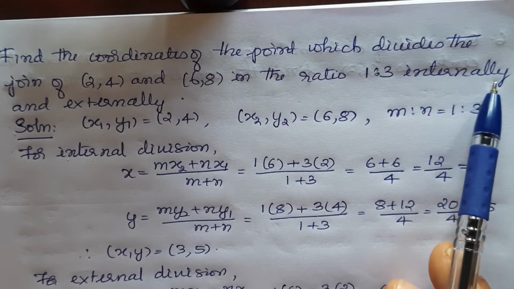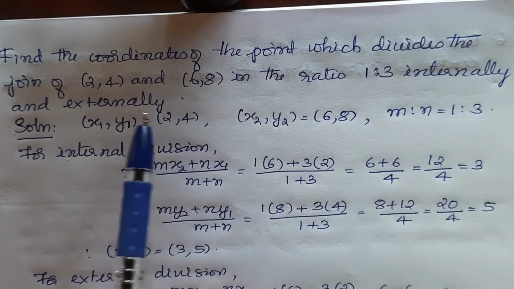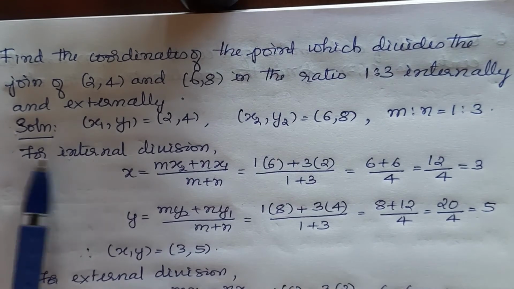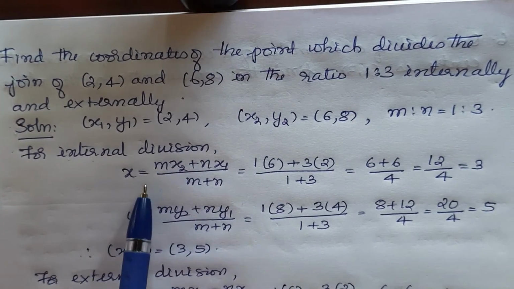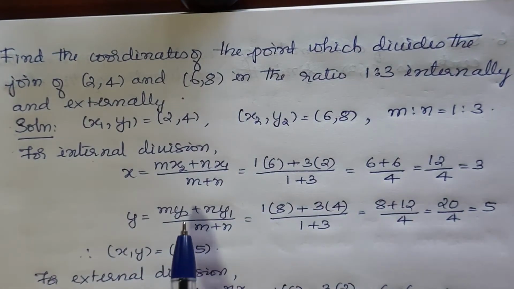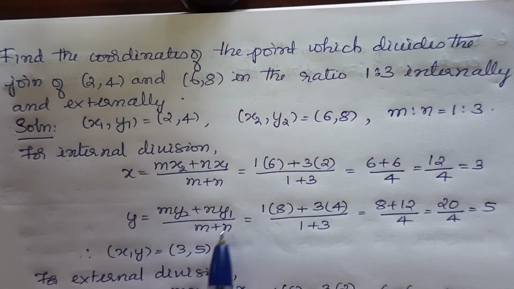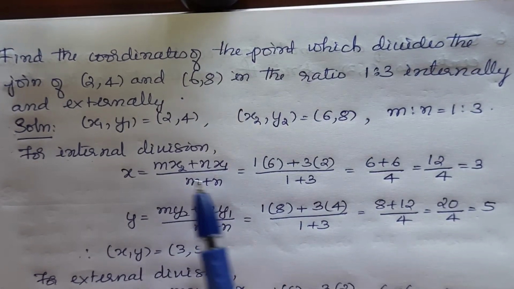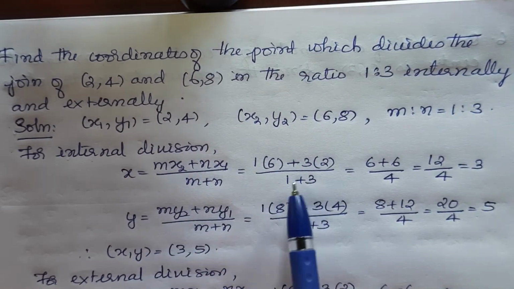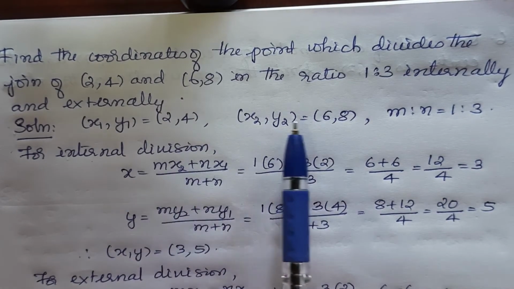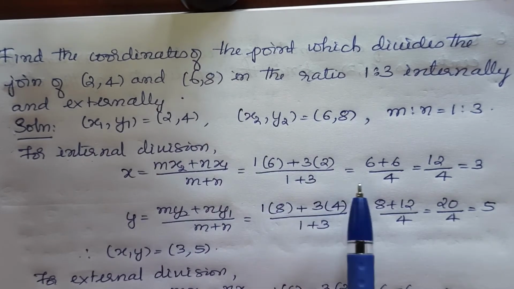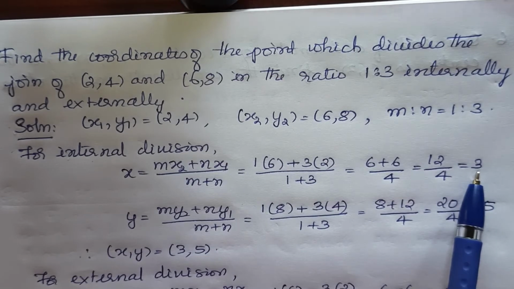First thing, I have to find the coordinates of the point which divides internally. Also, the coordinates of the point which divides externally in the same ratio. For internal division, this is the formula we have. x is equal to (mx2 + nx1) divided by (m + n). y is (my2 + ny1) divided by (m + n). Substitute for m, n, x2 and x1. m and n are 1 and 3. x2 is 6, x1 is 2. Therefore, 1 into 6 plus 3 into 2 divided by 1 plus 3. Simplify everything, we will be getting it as 3.